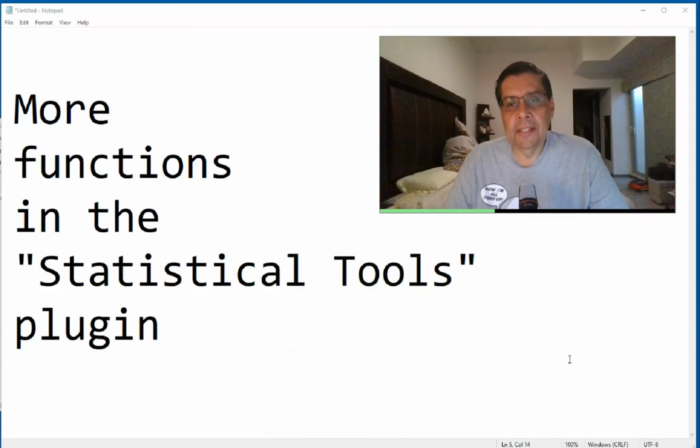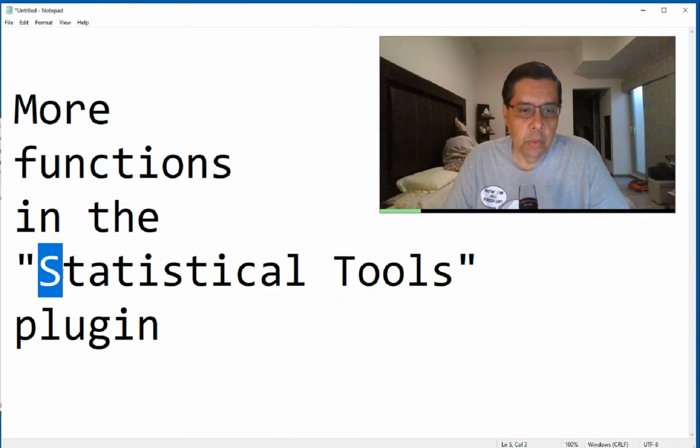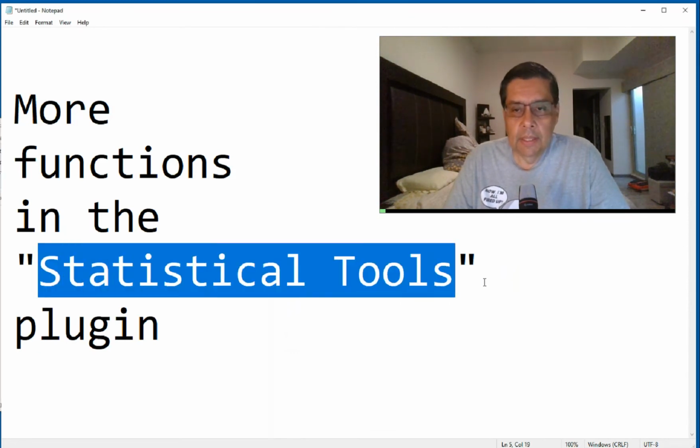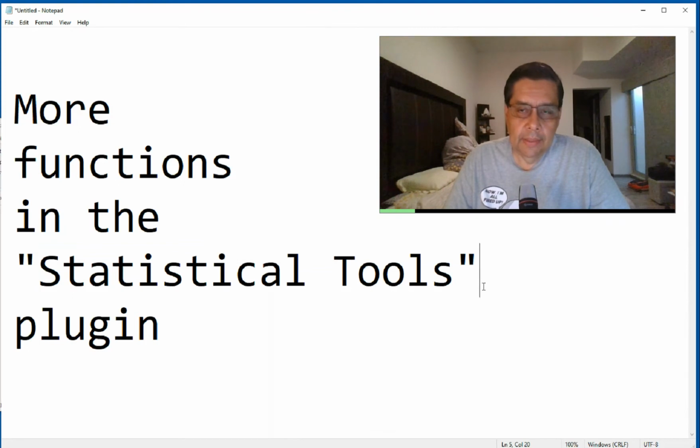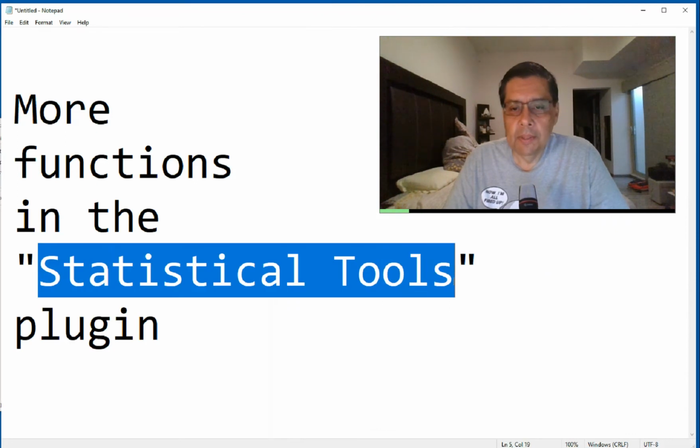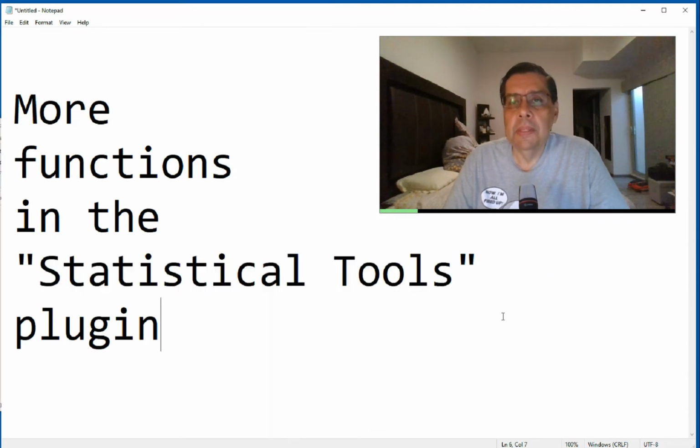I have dedicated a lot of videos to the application of the Statistical Tools plugin, as well as the XY plot plugins in my playlist number 5. There are more than 29 videos in there that you can look at. But there are a few functions in the Statistical Tools plugin that we haven't looked at, and so I'm going to do a quick review of them in this particular video.